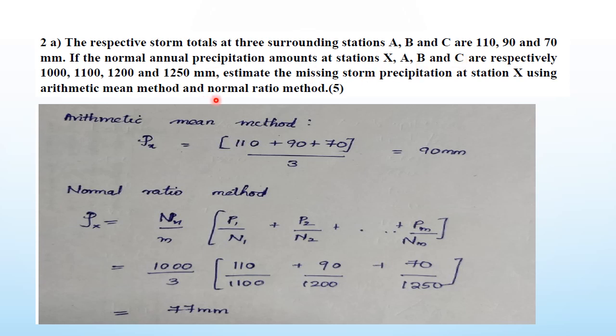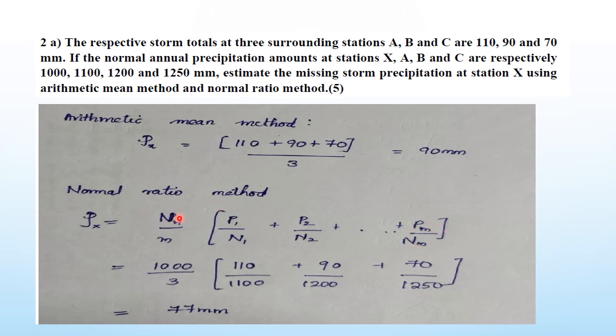So you can use the normal ratio method to solve this problem. To find Px, the formula is Px by Nx is equal to 1 by m into (P1 by N1 plus P2 by N2 plus P3 by N3, like that up to Pn by Nn).